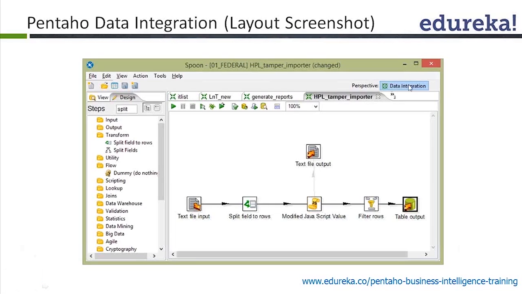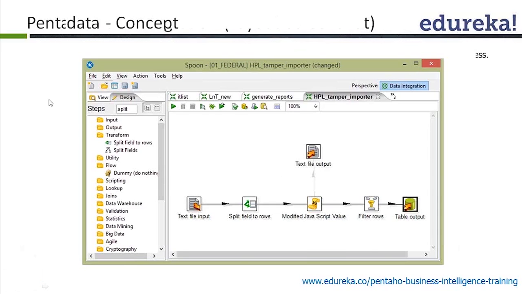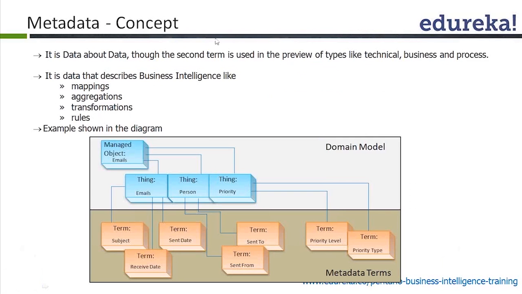This is the perspective. Currently the perspective is data integration, and the community edition supports only the data integration perspective, but EE supports different perspectives like metadata or aggregation perspectives. So this is all about Pentaho Data Integration. I am just running fast because PRD and PDF we are going to cover in great detail in the next modules.